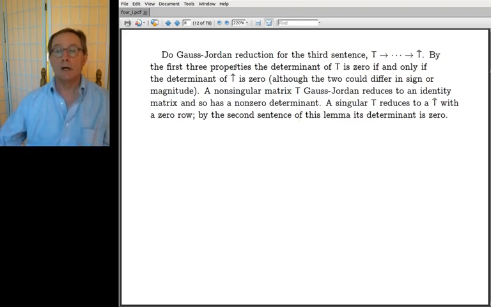Now, of course, a non-singular matrix T Gauss-Jordan reduces to the identity matrix. So if we take the identity matrix to be T hat, then it has a non-zero determinant. Again, the sign or the size could have changed in the course of the Gauss-Jordan reduction, but the zeroness or non-zeroness does not change.